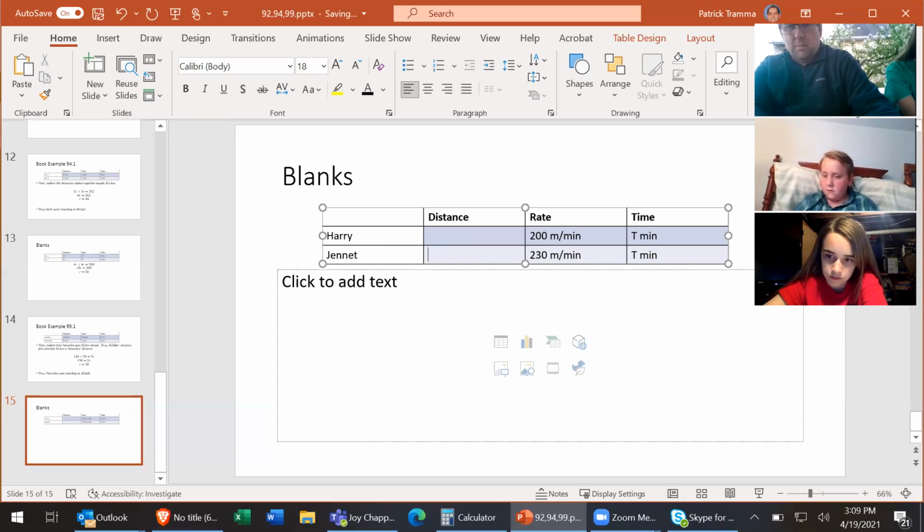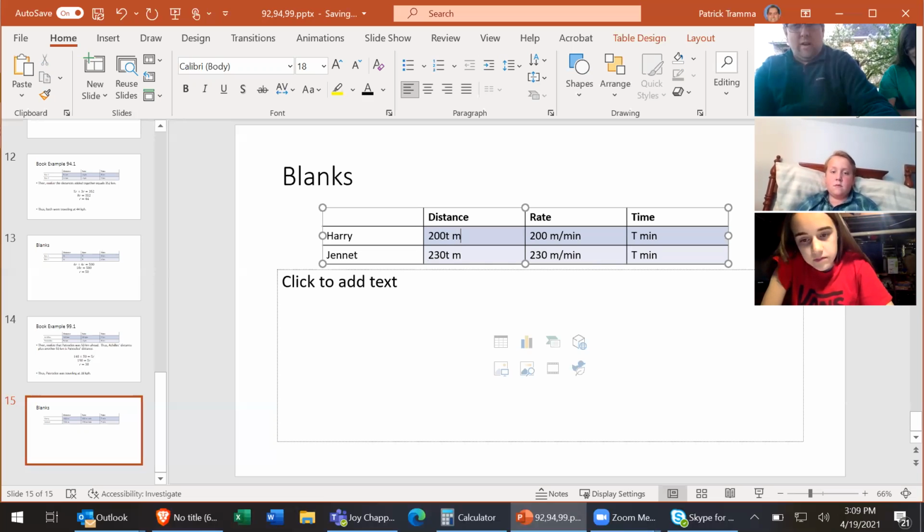There you go. Multiply. 230 meters per minute times t minutes gives you 230t meters. And what about the top one? 200t meters. Very good.